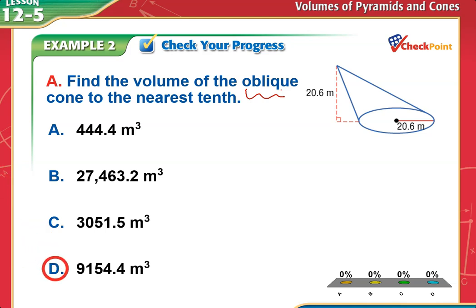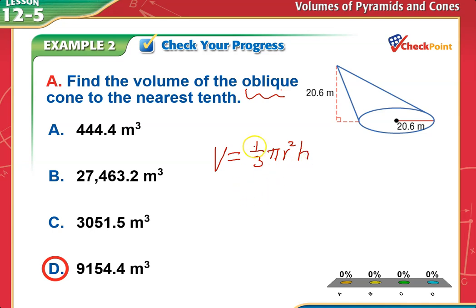You said 9,154.4 cubic meters. You got it right. So let's show the work. We have volume equals 1/3 pi r squared h.